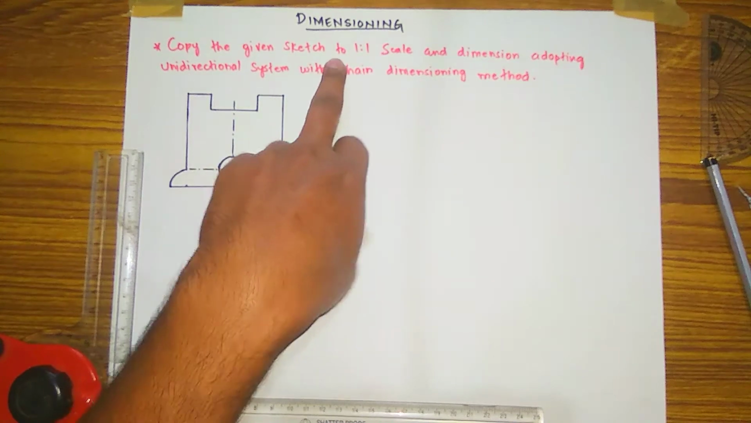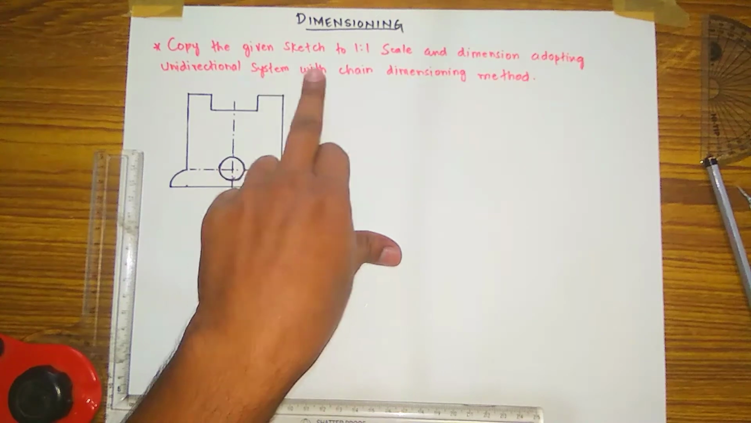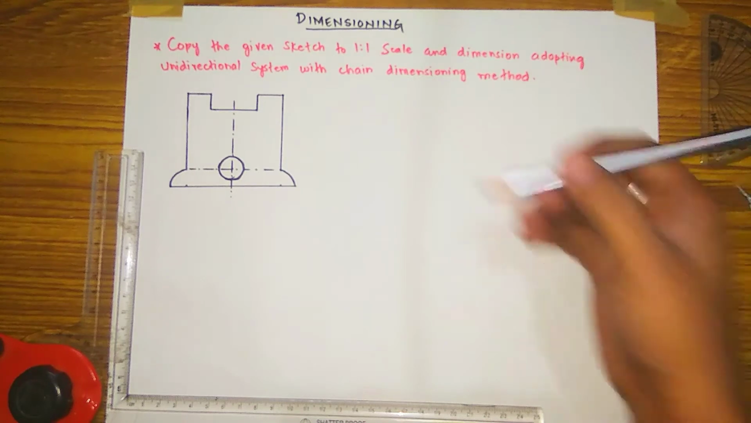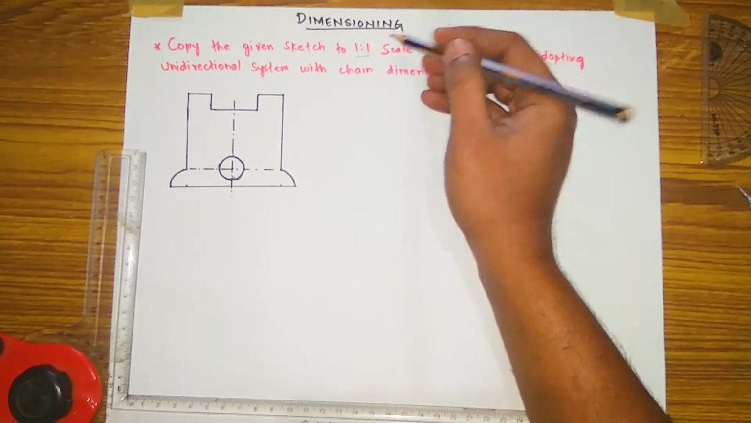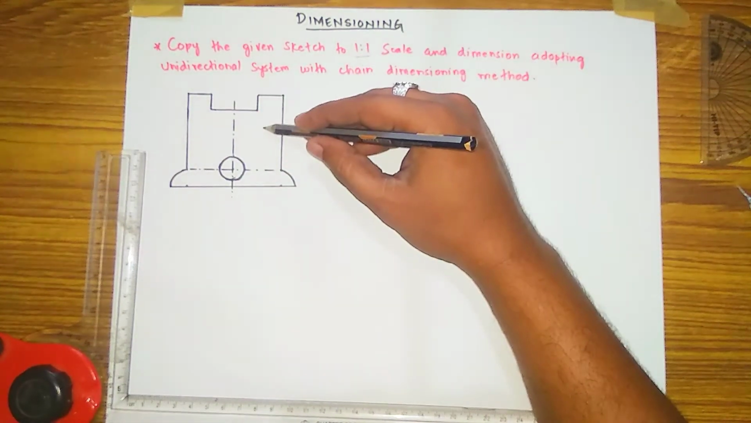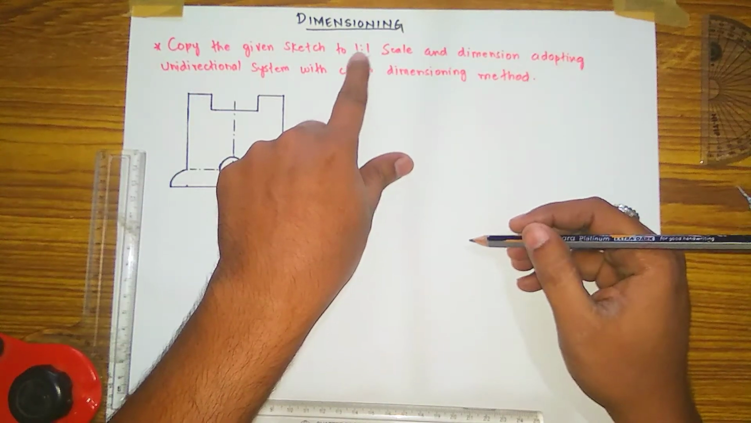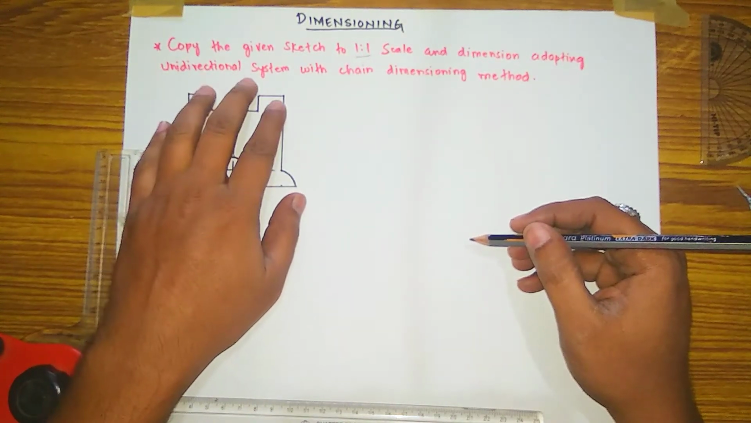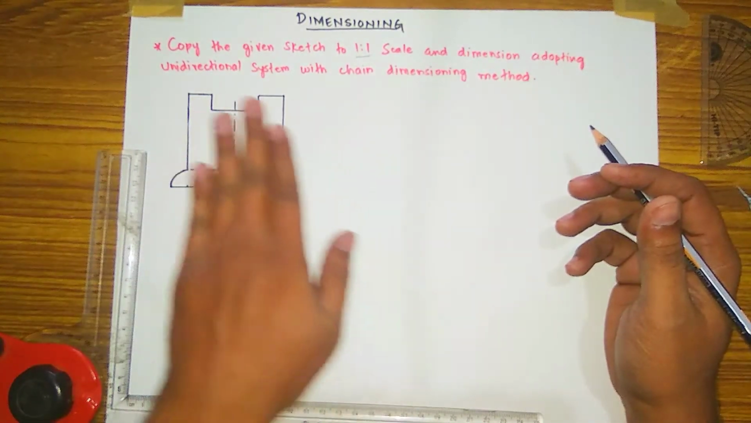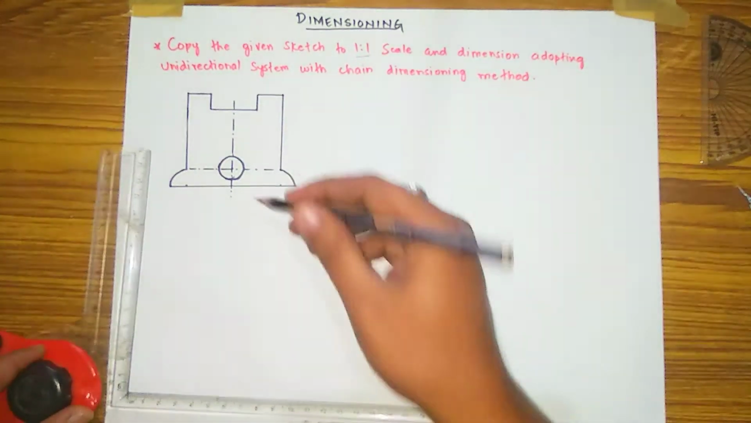Copy the given sketch to 1:1 scale and dimension adopting unidirectional system with chain dimensioning method. In this question, first you have to see what the scale is. According to the scale we have to draw. This is the figure given in the question, and according to the scale you have to draw this figure. What is the scale? 1:1. A 1:1 scale means whatever dimension you get in the question, that dimension only we have to draw. It means the same dimensioning of the question we have to draw here.